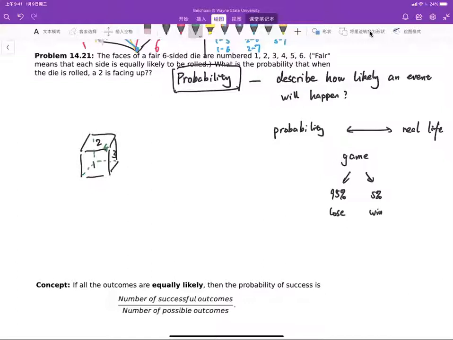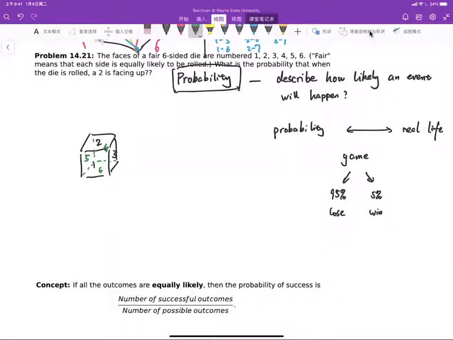So the back one is number 4, the left one number 5, and the bottom one is number 6. Wait, if you roll 2 dice and get doubles, isn't that still 1/6? So later you will see another problem about your question. We will talk about that later.